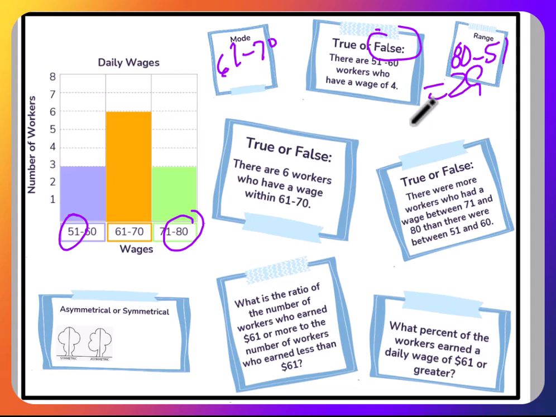Okay, true or false? There are 6 workers who have a wage within $61 to $70. $61 to $70 come up. Yes, there are 6 workers, so that is true. True or false? There were more workers who had a wage between 71 and 80 than there were between 51 and 60. All right, let's count them. 71 to 80, there are 3. 51 to 60, well, that's also 3. So this one would be false because they have the same amount of workers, don't they?